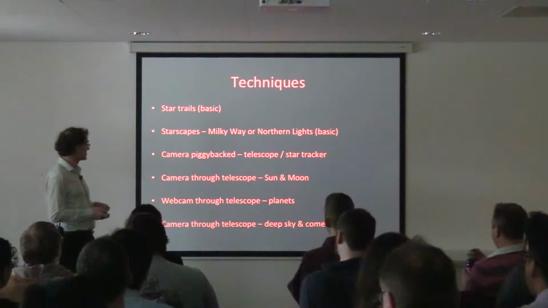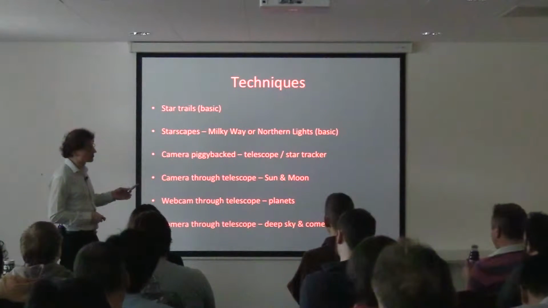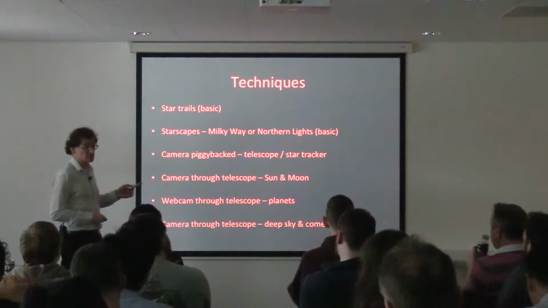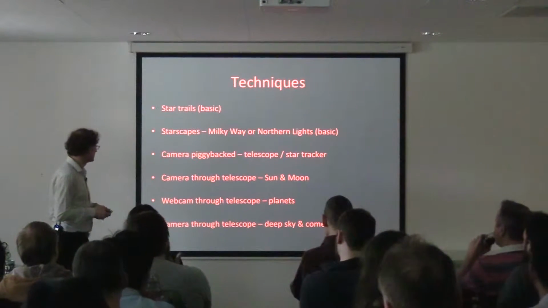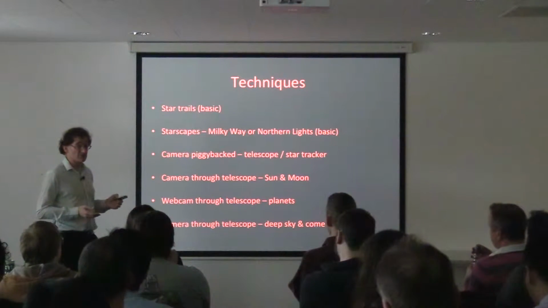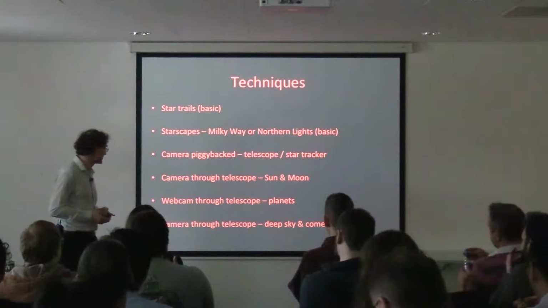Also, you can take pictures of the sun and the moon through a telescope. I've got a special telescope for photographing the sun. They call it hydrogen alpha, which is one very specific wavelength. And also the moon you can photograph very easily through a telescope. You don't need very long exposures, so it's relatively straightforward, although of course you do need a telescope for that sort of thing.